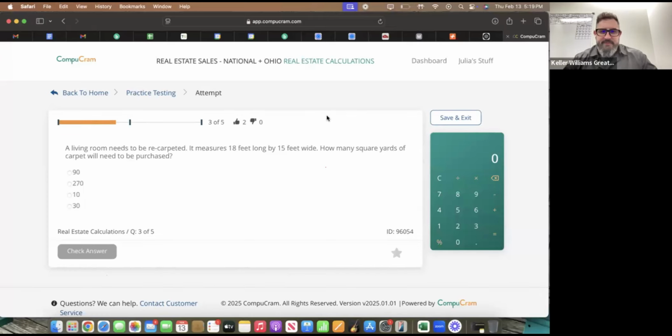Well, let's figure out the square feet first. How do you figure out the square feet of that room? You multiply what by what? 18 by 15. Yep, so that's 270 square feet.